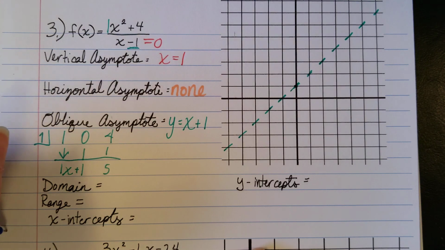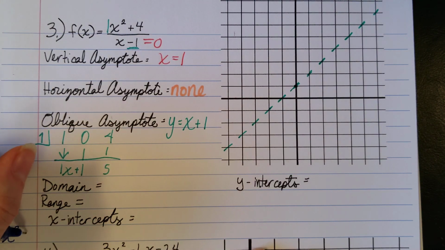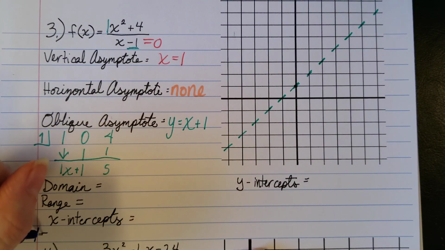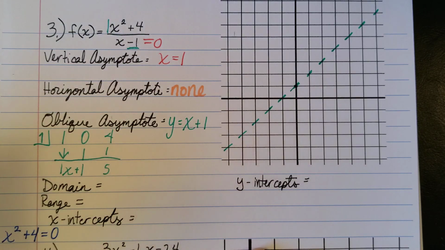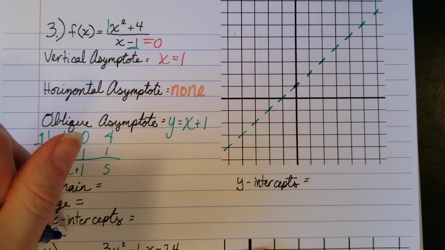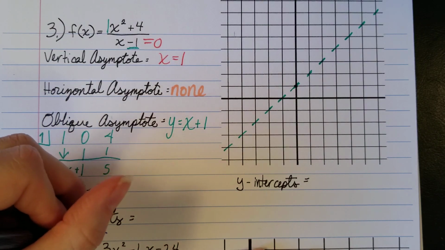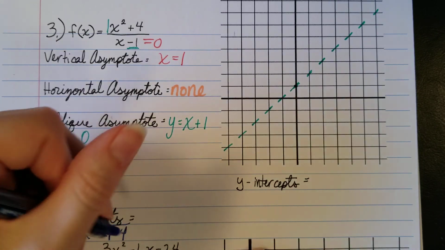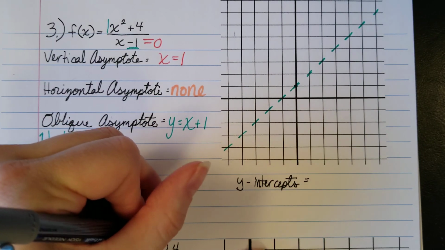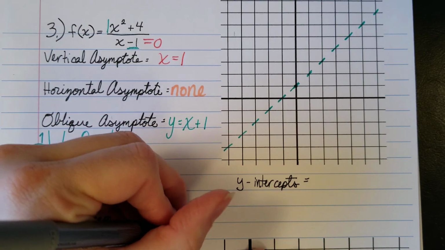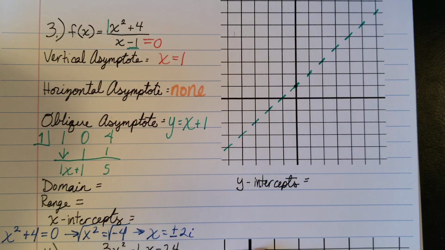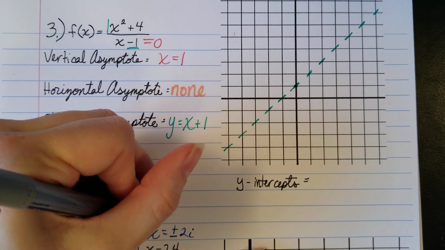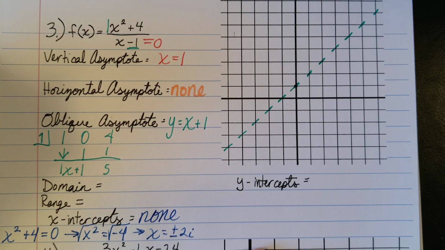All right, we also need to calculate the x-intercepts. So to do that, we set the numerator equal to 0. Subtract 4 from both sides, which gives you x squared equals -4. Then you take the square root of both sides, which gives you x equals plus or minus 2i. You can't put imaginary numbers on the graph, so there are no x-intercepts.